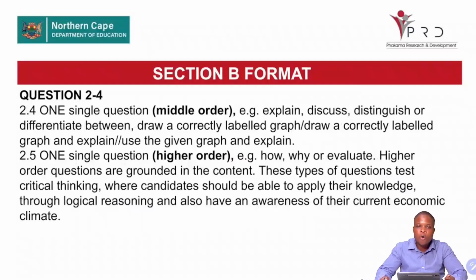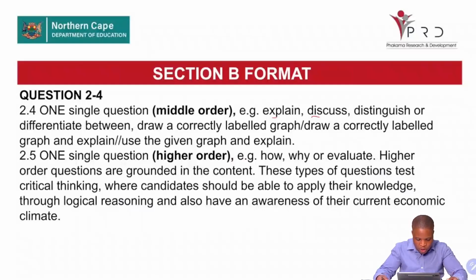Your 2.4 question is a middle order question where you are asked to explain, to discuss, to distinguish, to differentiate. So this information is from the textbook. They can ask you to distinguish between the real flow and the money flow. So it's also an easy question because you don't have to think here. You just take the information from the textbook, what we have learned in the classroom.